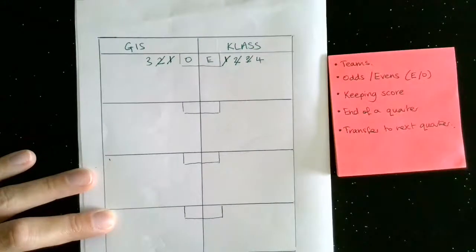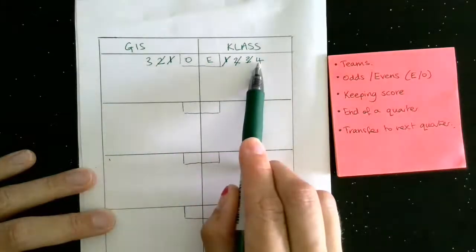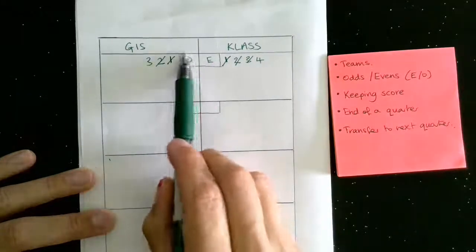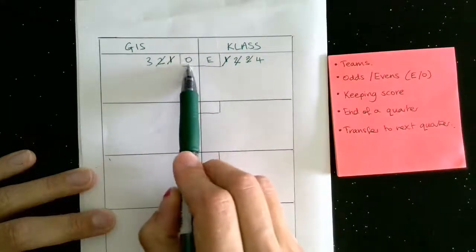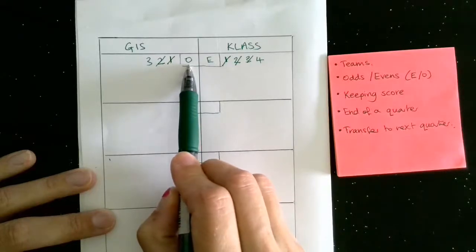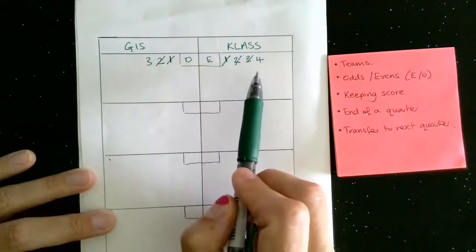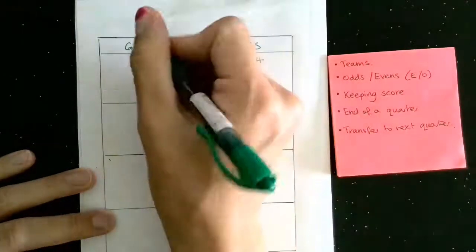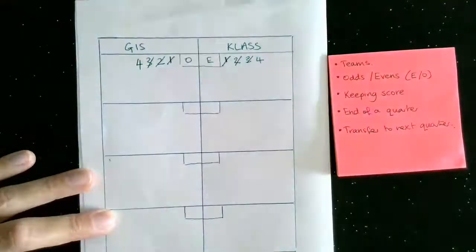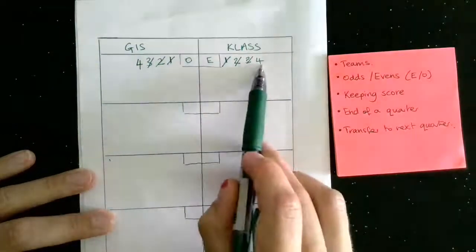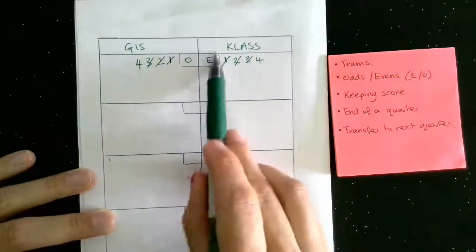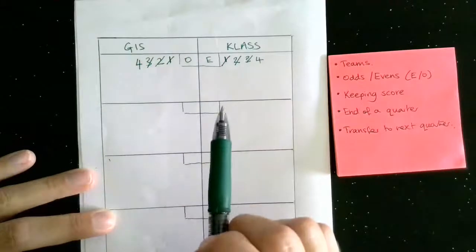Now, at this point, if the umpire doesn't know whose centre pass it is, we simply add 3 and 4, and that is an odd number, so it would be GIS who take the next centre. So that is why we do it, so we can see the numbers. If it's a tally, you can't do that. It's not as easy. So let's say they score, so for the next centre pass, 4 plus 4 is 8, an even number, therefore Class will take the next centre.